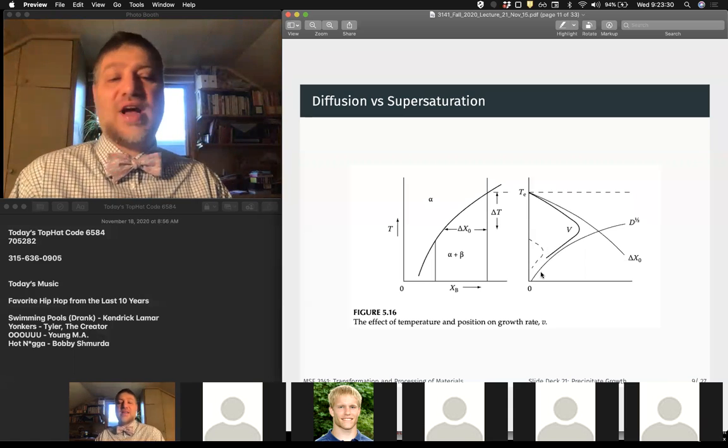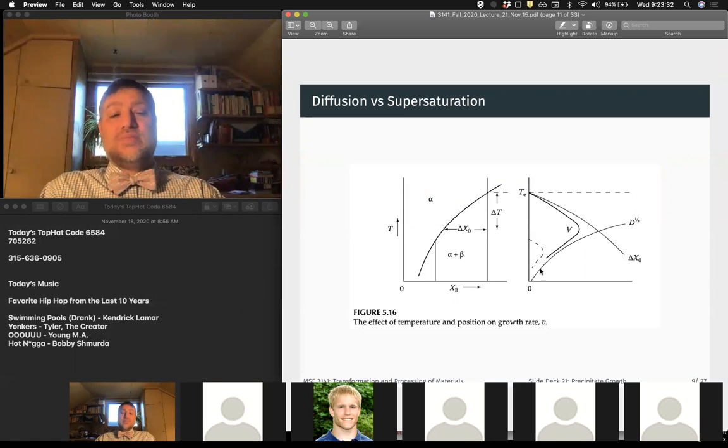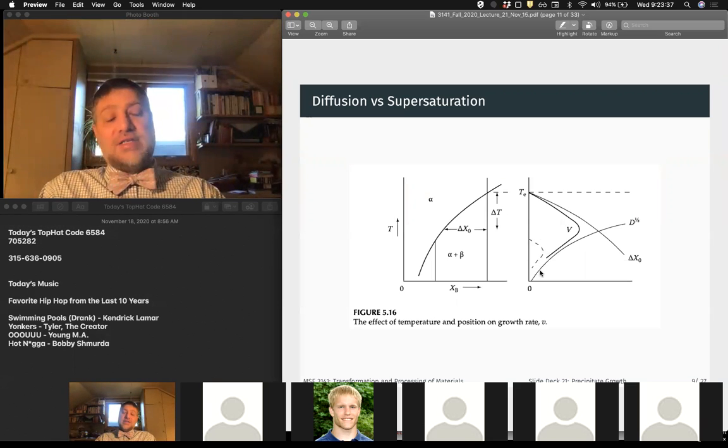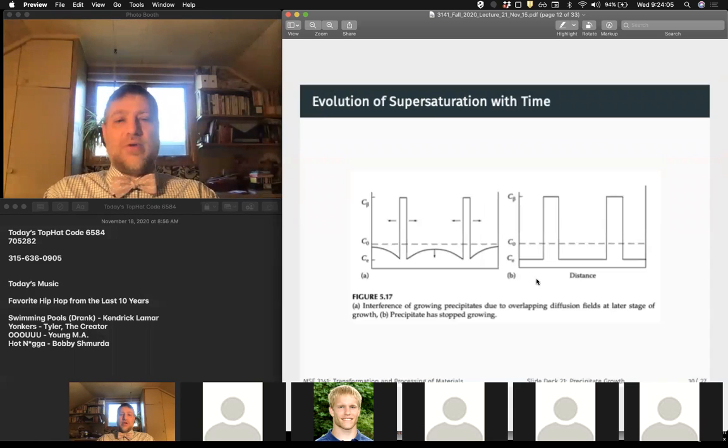We're interested in strengthening phases as metallurgists. However, if you're trying to do, say, synthesis in the solid state, if you're a ceramicist, then you might not want that. You might want very large particles growing. So it all depends on what you're trying to achieve and where you want to be in the temperature.